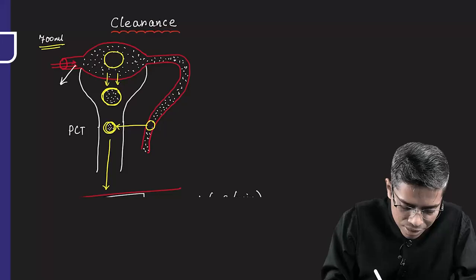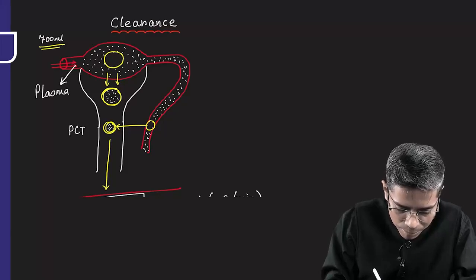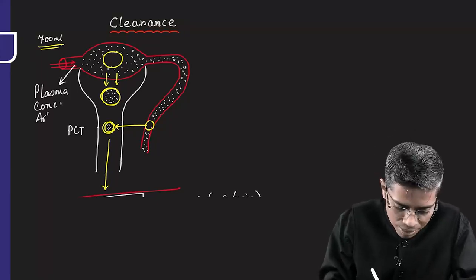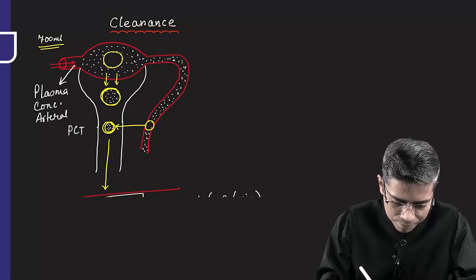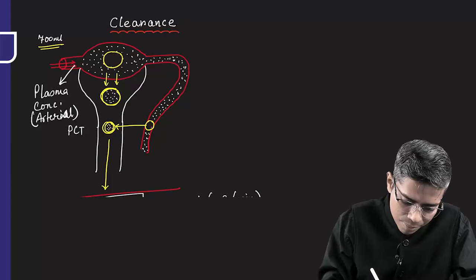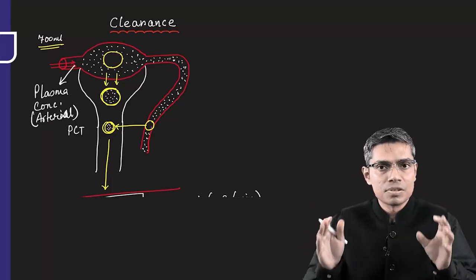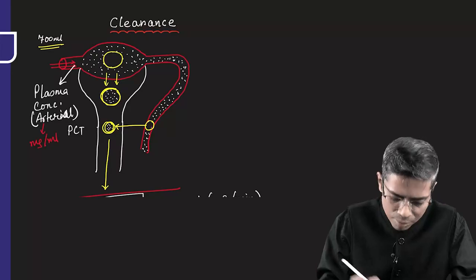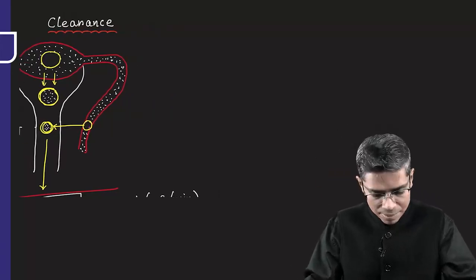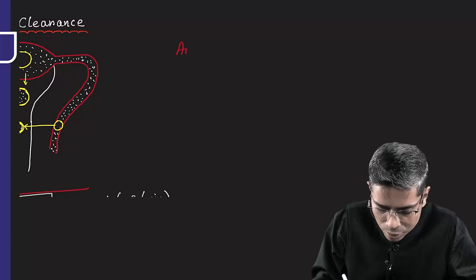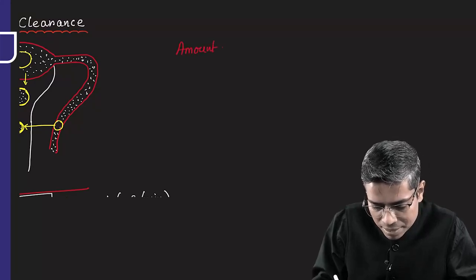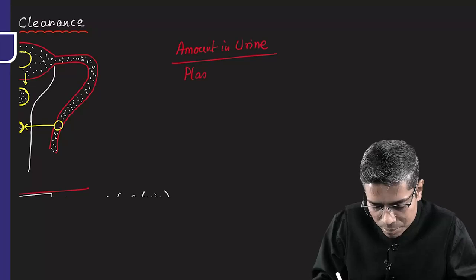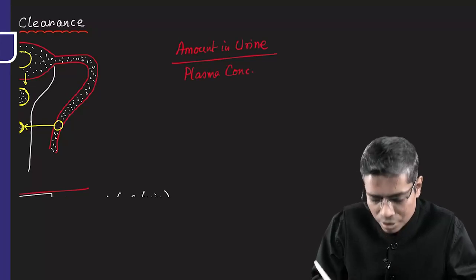the plasma concentration of creatinine. Which plasma? Arterial blood plasma. So you are measuring the plasma concentration of creatinine. Plasma concentration means the unit will be milligram per ml or milligram per dl. Now, if I divide the amount of creatinine present in urine upon the plasma concentration of creatinine.